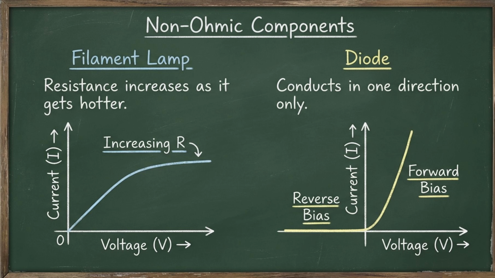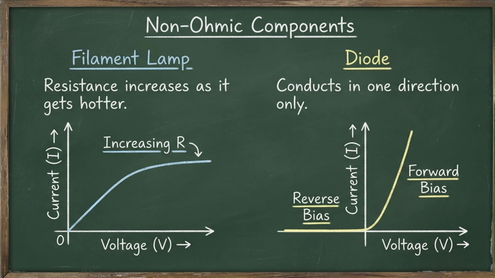It becomes much, much harder to pass without colliding. The hotter the filament gets, the more the atoms vibrate, the more collisions you have, and the higher the resistance goes. So it's a self-limiting system in a way. The harder you push, the harder it pushes back. Exactly. It creates a curve on the graph. It is definitely not ohmic.